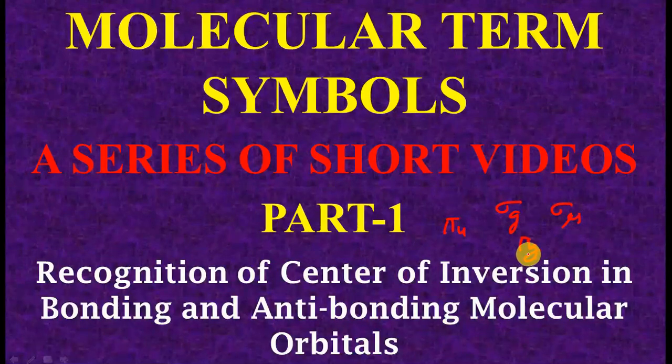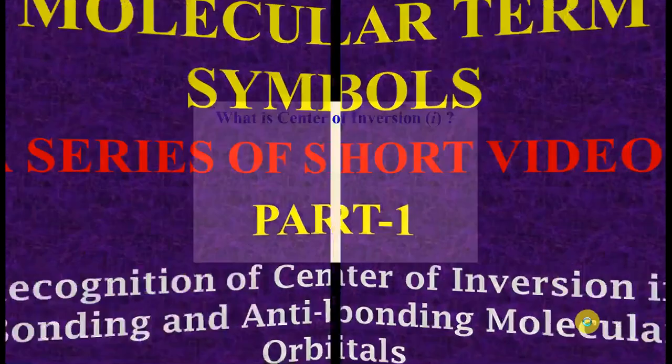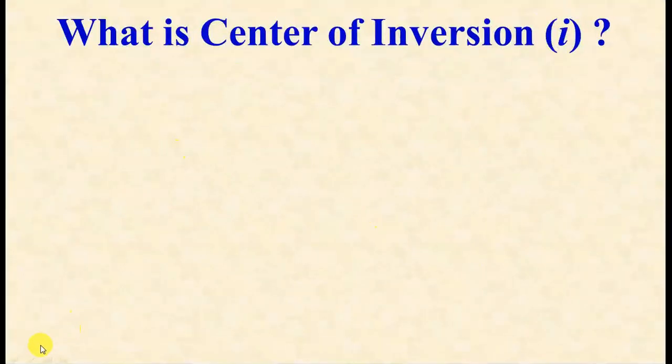How are these terms coming, what are the ways, how will we decide whether we should write u or g with sigma, pi, bonding orbitals as well as anti-bonding molecular orbitals? But before going into the details, first of all, we should know what is center of inversion. This is a symmetry element and we have to recognize the center of inversion.